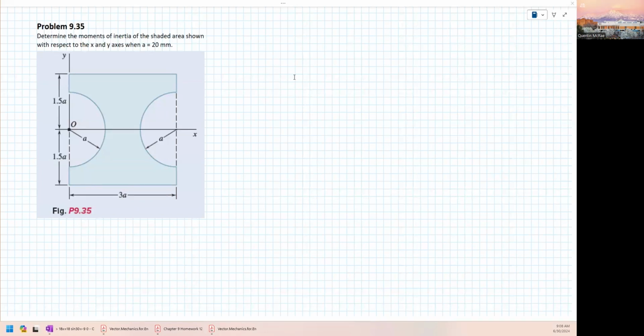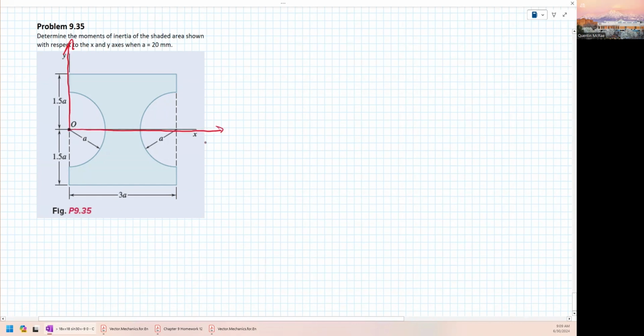Hey, good morning. We're going to work on problem 935 from the 12th edition of the book here. We're supposed to find the moment of inertia of this shaded shape with respect to the x and y axis, this and this axis, if a is equal to 20.